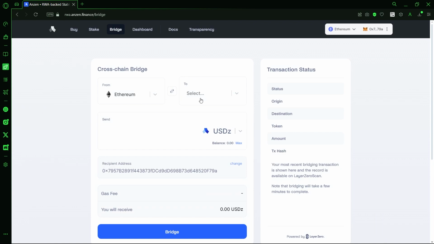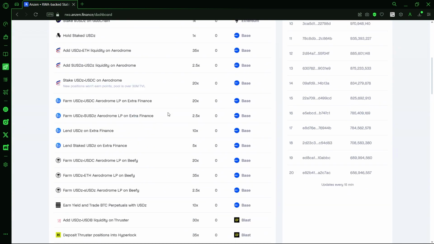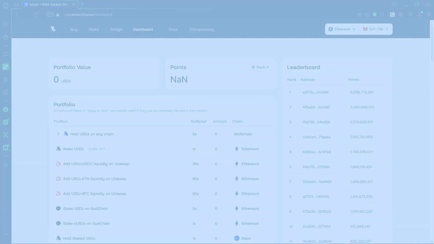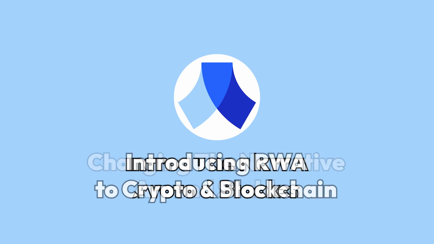We can also bridge the USDz token across chains, and engaging with USDz on the Anzen platform accrues extra Z points for users. Now, the USDz token and Anzen are dramatically changing the narrative around stablecoins and is playing a major role in introducing real-world assets into the world of blockchain.